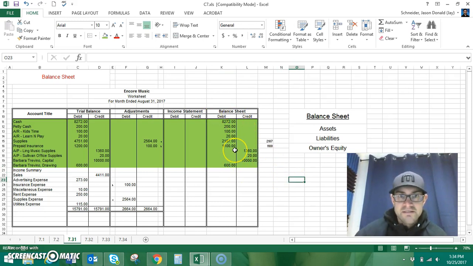So again, that is creating our balance sheet column, simply taking our assets, our liabilities, and owner's equity, our top accounts here from our general ledgers, and bringing them over to our balance sheet column and decreasing any adjustments that we did in 7.2. So that is balance sheet columns for your worksheet.